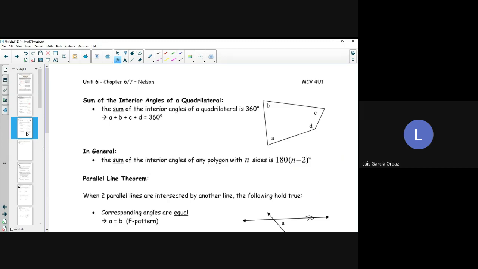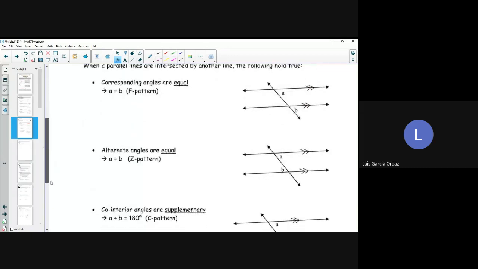So the sum of interior angles in a quadrilateral: remember, the sum of a four-sided quadrilateral is going to be 360 degrees, which means that the sum of interior angles of any polygon with n sides is 180 times (n minus 2). So if I have a pentagon, which has 5 sides, I get 180 times (5 minus 2), which is equal to 180 times 3. So the sum of interior angles in a pentagon is going to give me 540 degrees. Again, simple stuff.